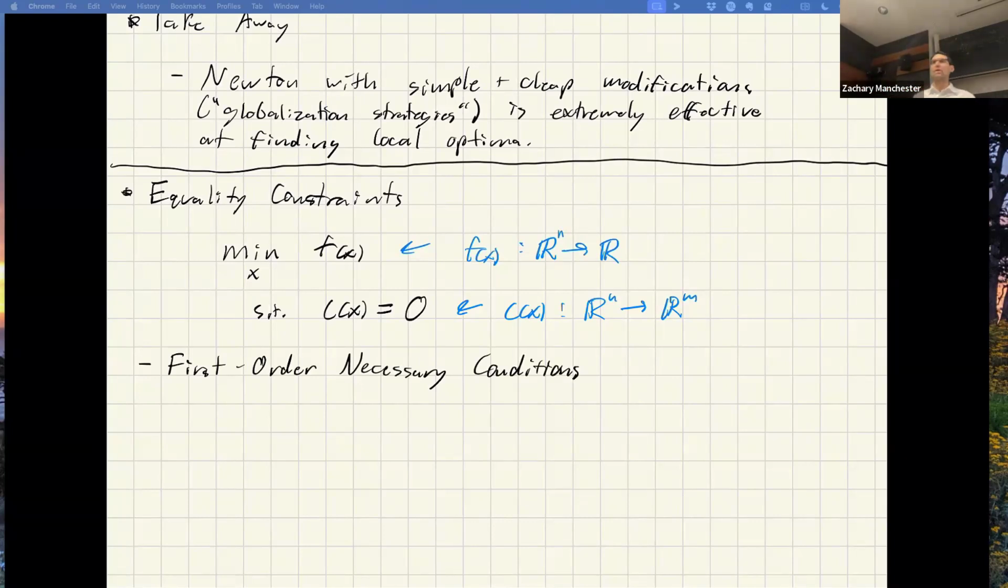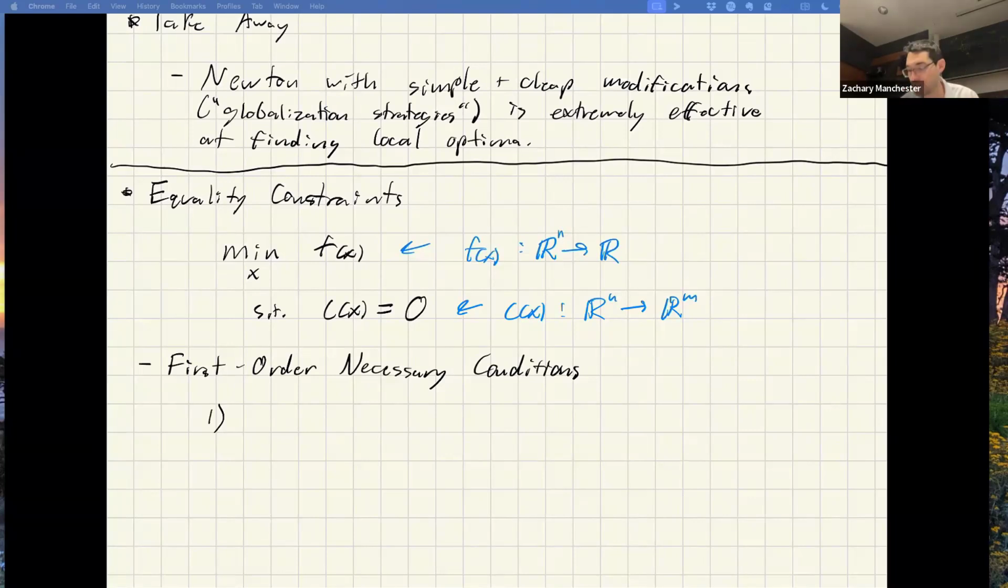Which remember, that's the gradient equals 0 thing. And that's ultimately the thing we solve with Newton's method. We do root finding on the first order necessary conditions. So we already saw, for the unconstrained version, it's just gradient equals 0. For this constrained version, it's slightly more complicated, but what we're doing is ultimately really intuitive.